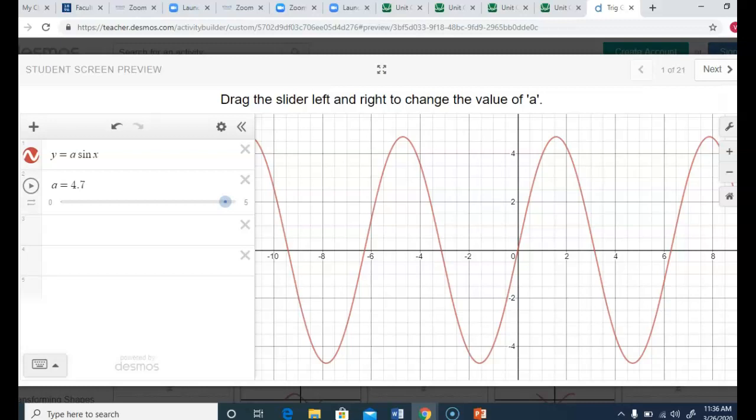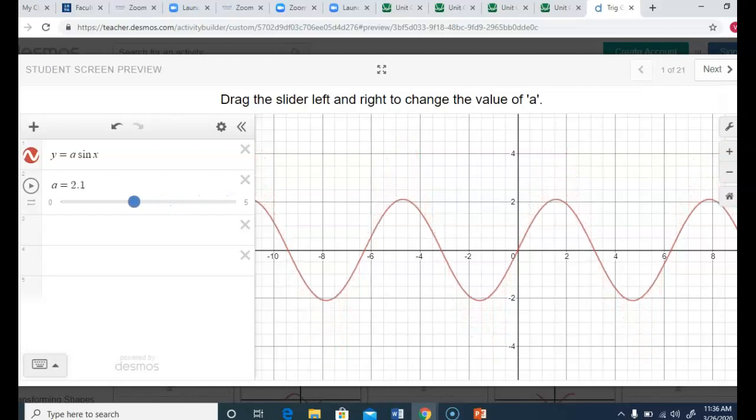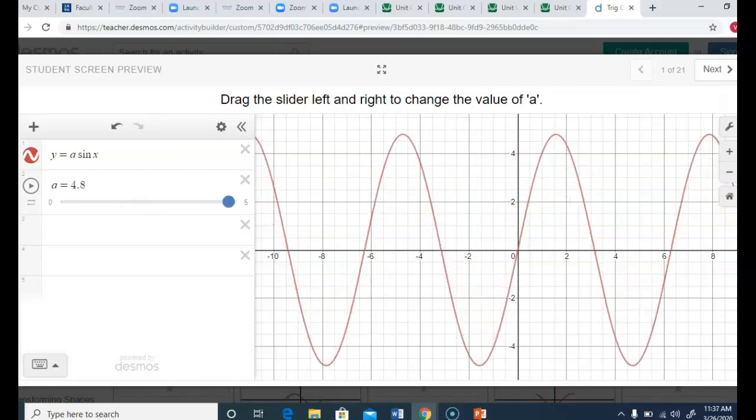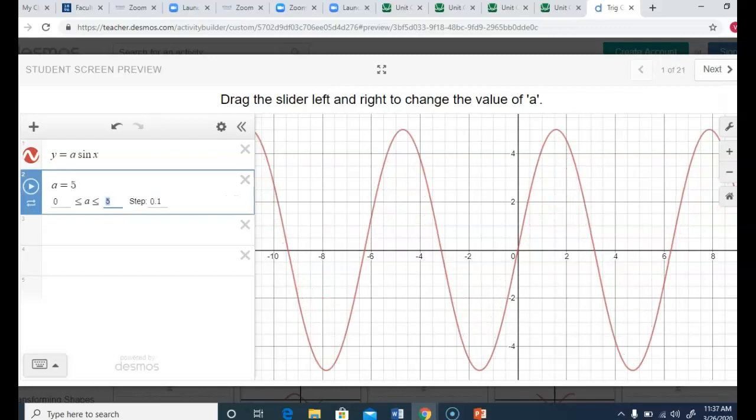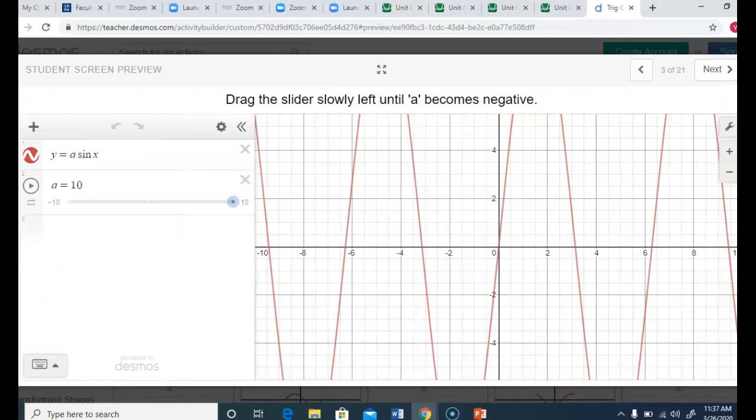This particular type of vertical stretch is called its amplitude. So it's a special term for trig functions. The vertical stretch is going to be represented by the amplitude, and it's always the absolute value of that. So a smaller amplitude, you can see it's not going to be stretched as much. A larger amplitude is going to be stretched further.